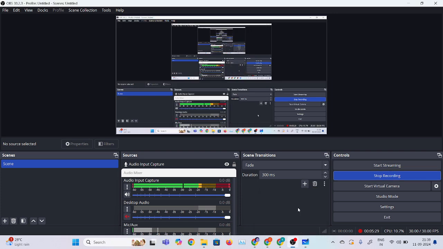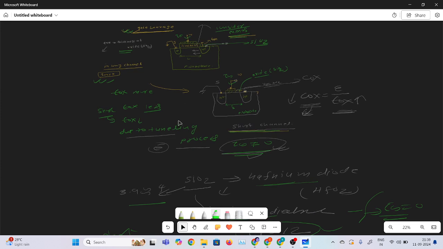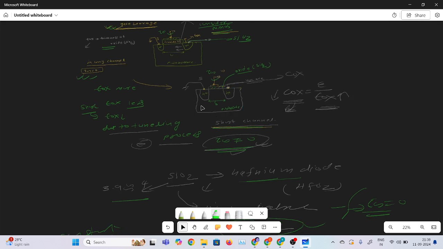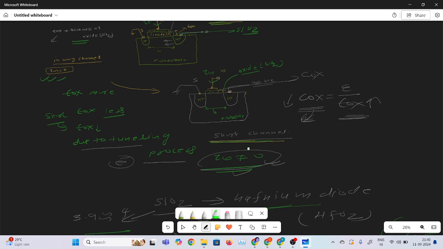I hope you understand. I am telling again: in the long channel, the gate current is always zero. But in the short channel, when we bring the drain near to the source, the channel length is reduced. If the channel length is reduced, then the oxide thickness also reduces. If oxide thickness reduces, then due to the tunneling process, some electrons of the channel will go into the gate side and gate current will exist, gate current is not zero. So this is the disadvantage. How can we avoid this?